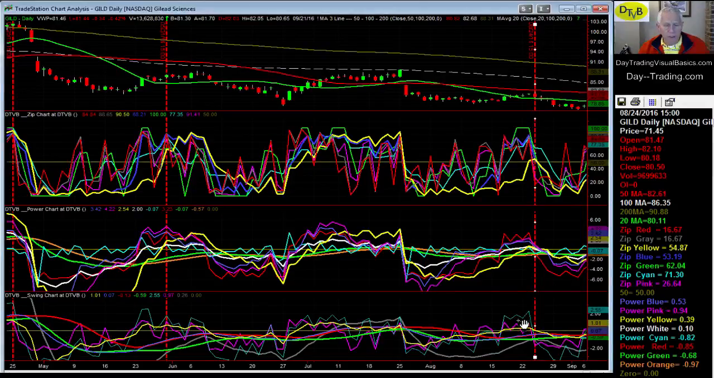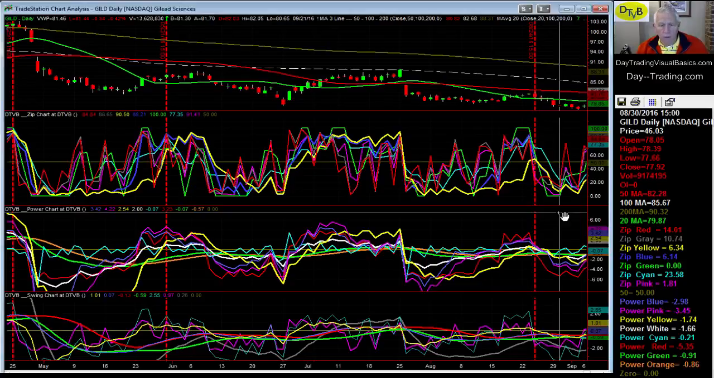Both the power chart and the swing chart have a triple top the day before this red vertical line. So in all likelihood, triple tops are usually trends. There's typically a 3 to 5 day downtrend in this case, likely when we see a triple top. And as it turns out, that's exactly the way it did go there.